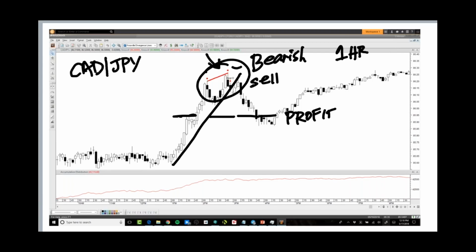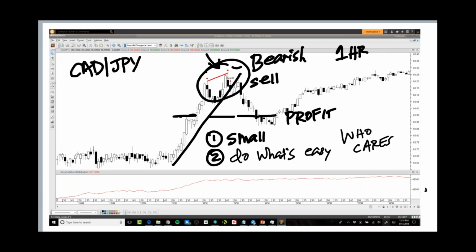My rules of trading are this: trade small so that nothing I ever do can cause a significant amount of damage to my account. Number two, do what's easy, not what I wish I could do. So I just do what's easy. This is easy. Oh, Rob, that's not a very big profit target. Who cares? I'm not trying to look good. I'm trying to make money.